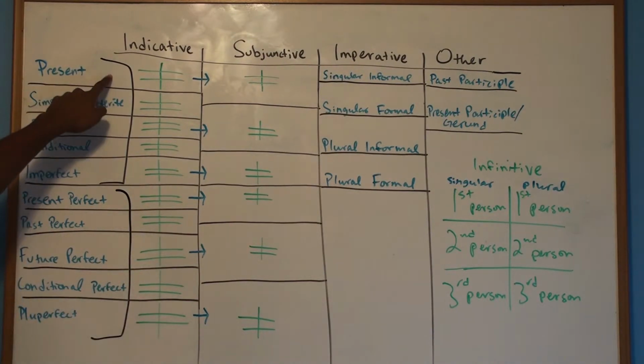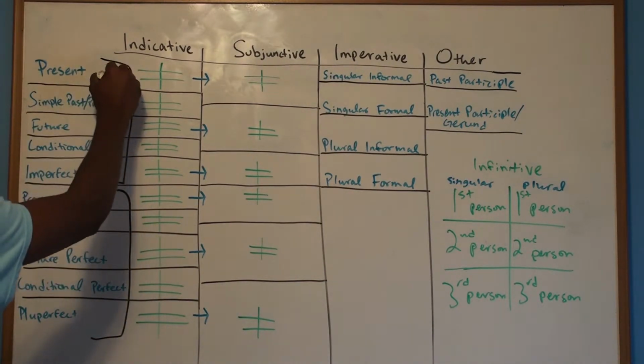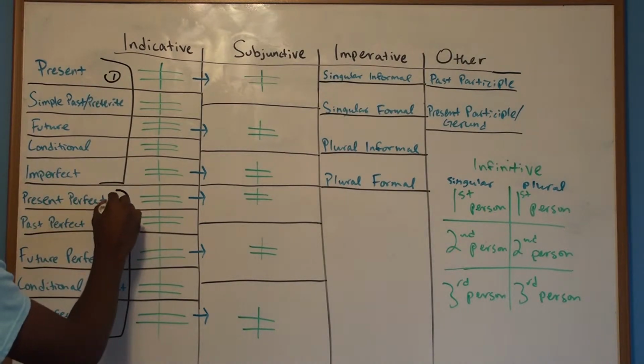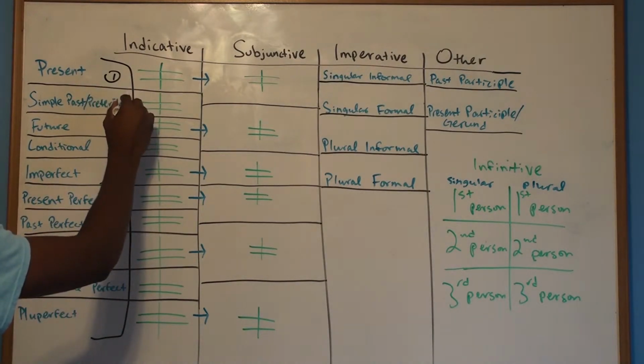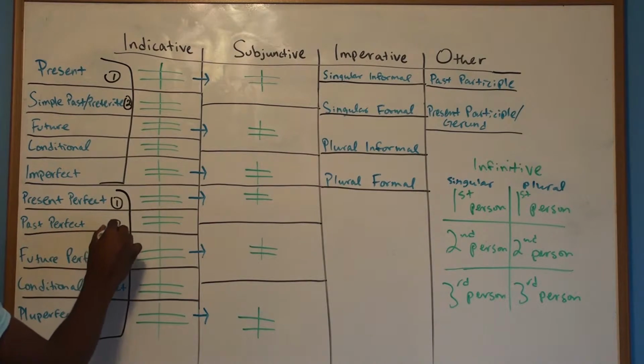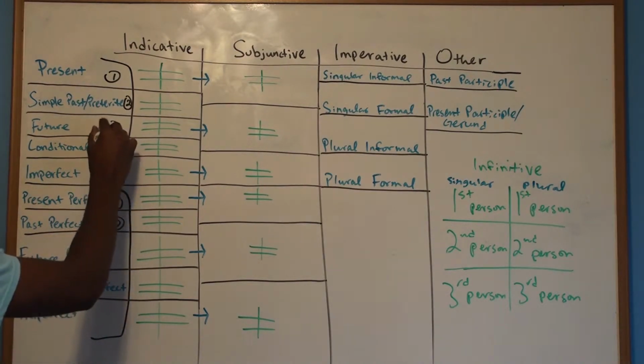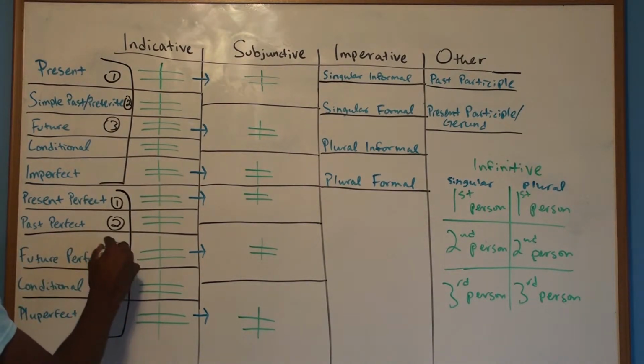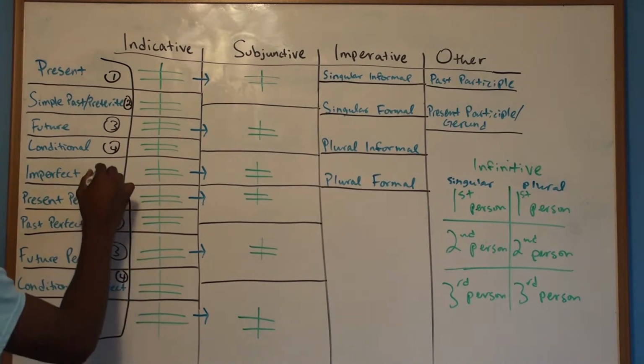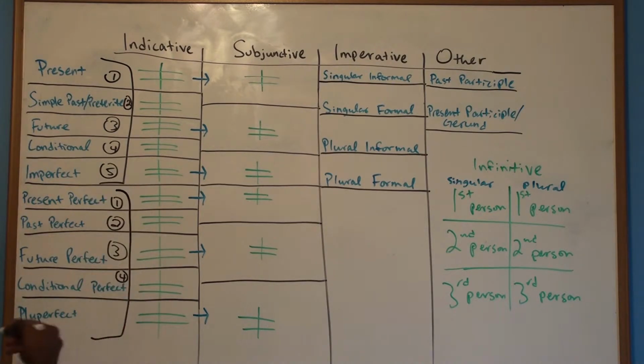So here you have the present, and then here you have the present perfect. Here you have the simple past or the preterite. Here you have the past perfect. Here you have the future, future perfect. Conditional, conditional perfect. And then imperfect. And then it's not called imperfect perfect, it's called a pluperfect. So those are all the tenses in Spanish, and you can see I've organized it with the normal tenses and then the perfect tenses.